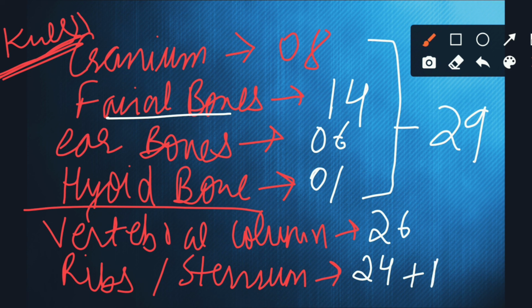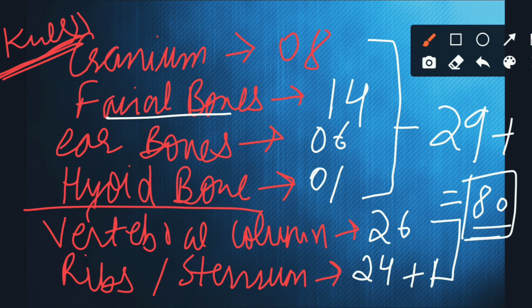Now 29 plus 26 plus 24, and plus 1 also you do. So the total becomes 80. So that's 80 bones are there in your axial skeleton. So now remember this point, axial skeleton consists of 80 bones. So total 80 bones hoti hain.